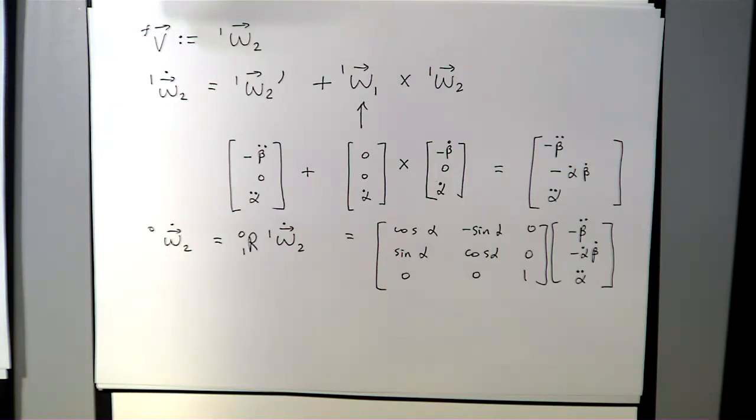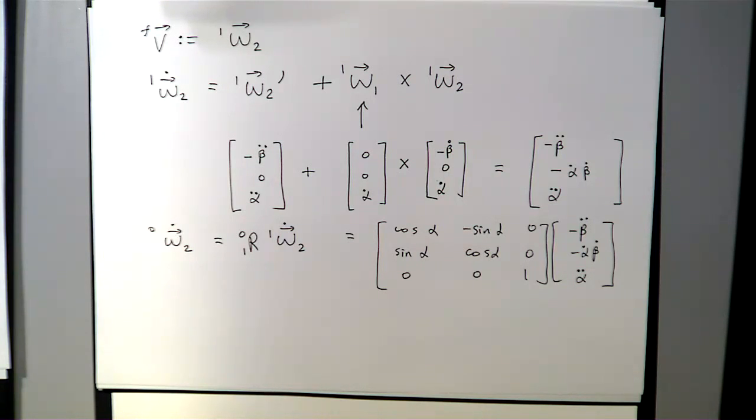Then we need to check whether the result matches the next slide. If this is omega 2 in 0, and this is the rotation matrix here, in order to get omega 2 dot in 0, I just take the component by component derivative of this one. So check whether it will be equal to this product. Yes, no, good, bad, okay.